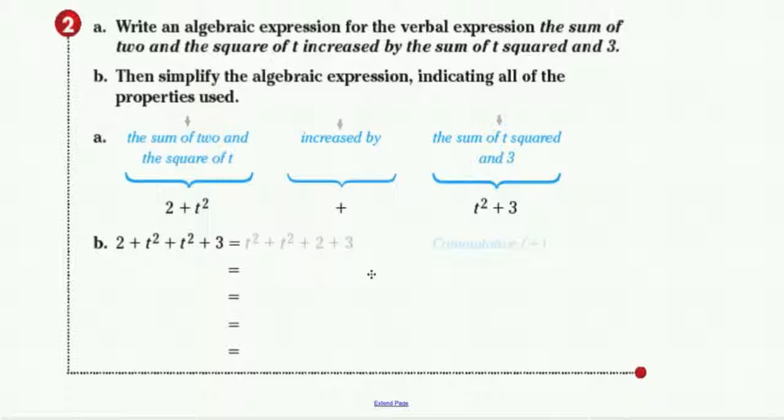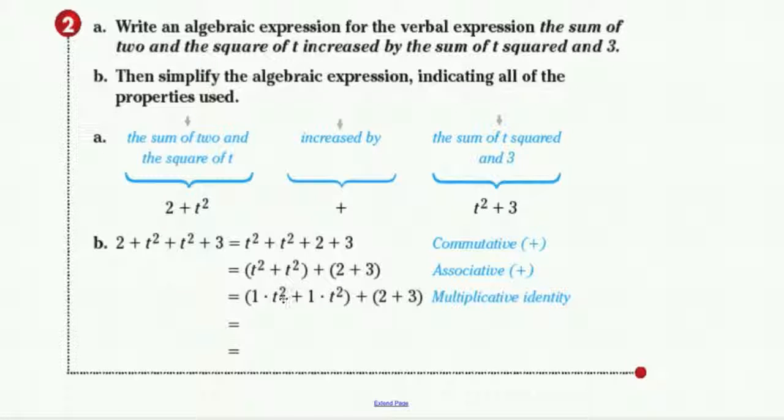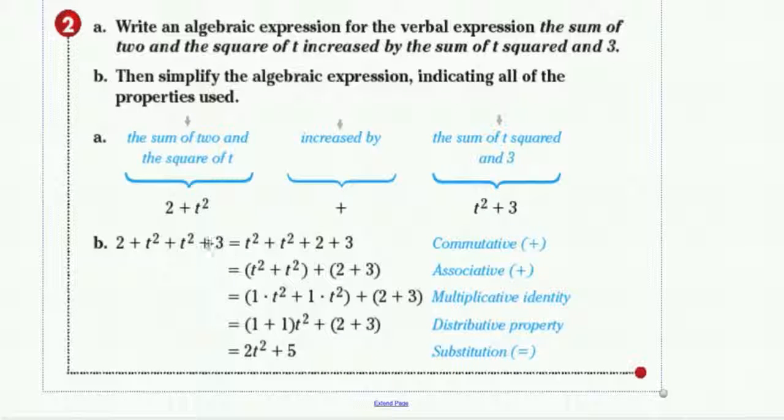Using the commutative property of addition, we put the two t squareds together and 2 and 3 together. Why? Because t squared and t squared are like terms. 2 and 3 are also like terms. Use the associative property to group them. Then we simply add, or let's do another step. The multiplicative identity, which simply states that the coefficient of t squared is 1. And then that's how we can add them together using the distributive property. You end up with 2t squared plus 5. This now becomes your substitution property. And this is how you simplify this expression right there.